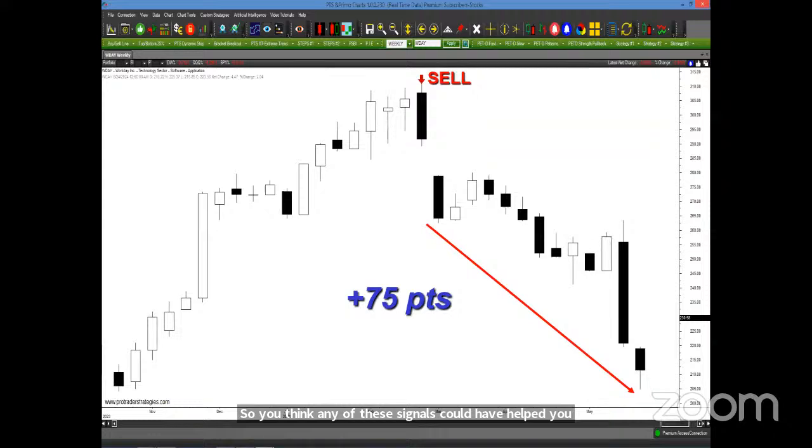Let's look at a weekly chart of Workday. Same thing applies here. We have a really strong upward market going up, absolutely no sign of it stopping. But on this one weekly bar, the PTR generated a sell signal, which is basically just saying it's a trend reversal signal. And it's fallen 75 points.